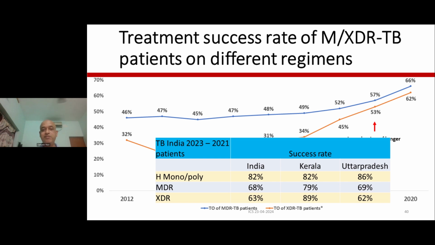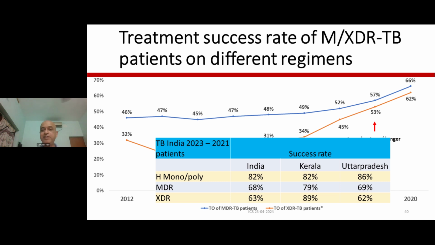So you see the introduction of bedaquiline suddenly improved the treatment rates. And once you move to the longer and shorter regimes that we discussed just now, the success rates have gone up to 66% and 62% by 2020. So in the last cohort that I looked at in the TB India report, what you see is that all over India, there is 68% success for MDR TB and 63% success for XDR TB. It's a big improvement as compared to what we had in the past. For XDR TB, you had like 20-30%, which is now at 63%.